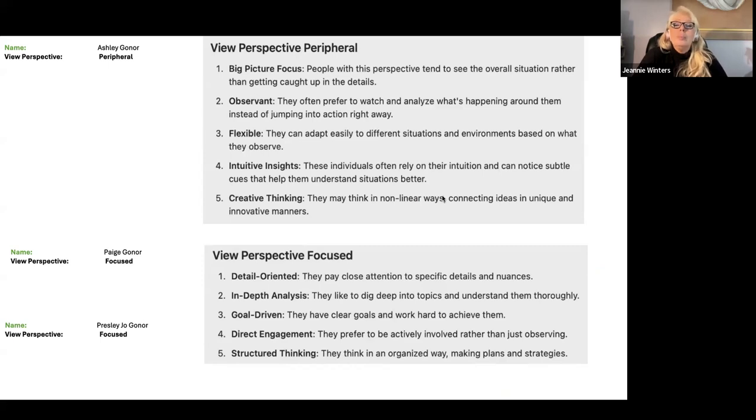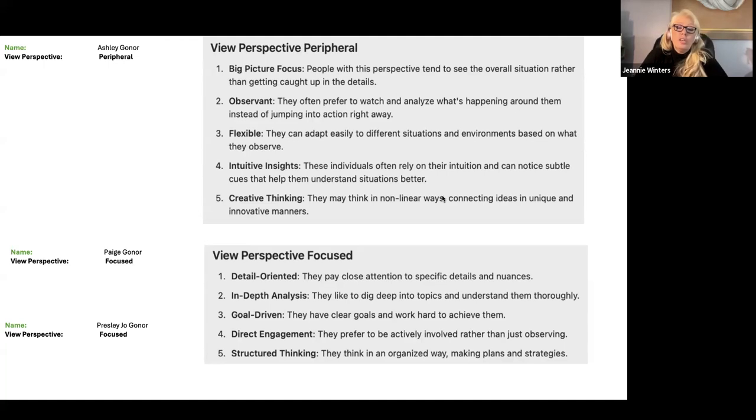People with this perspective tend to see the overall situation rather than getting caught up in the details. You're observant. You often prefer to watch and analyze what's happening around you instead of jumping into action right away. You're flexible. You can adapt easily to different situations and environments based on what you observe. Intuitive insights. These individuals often rely on their intuition and can notice subtle cues that help them understand situations better. Creative thinking. They may think in nonlinear ways, connecting issues in unique and innovative manners.